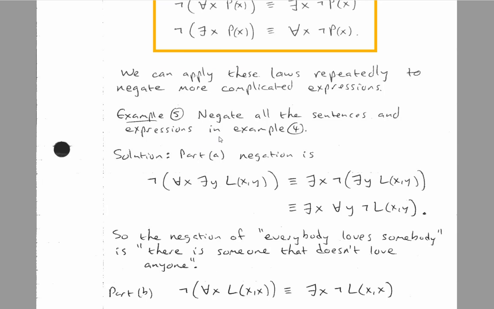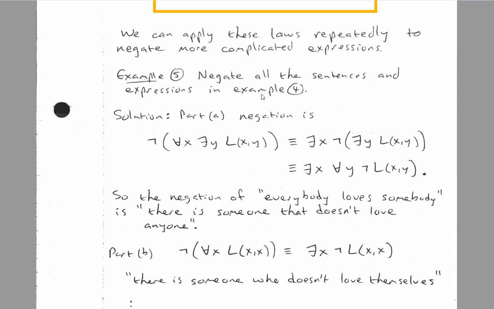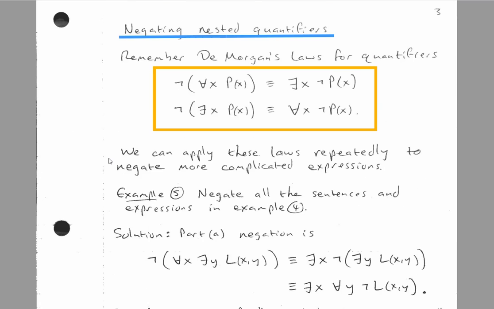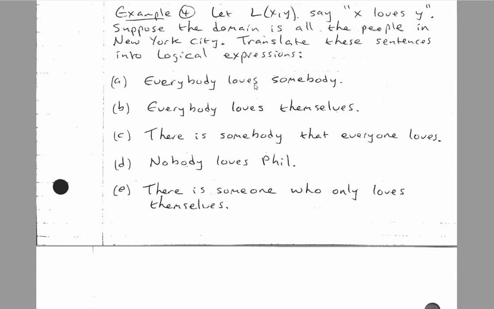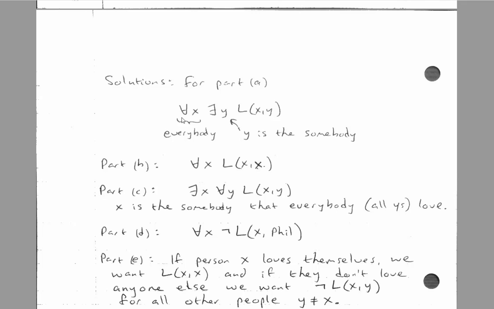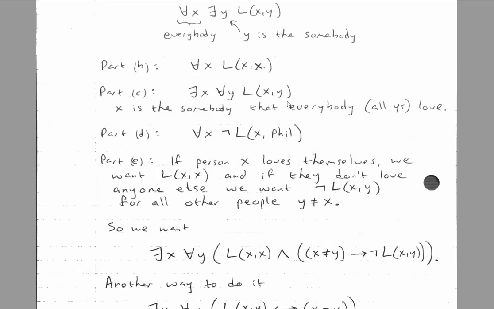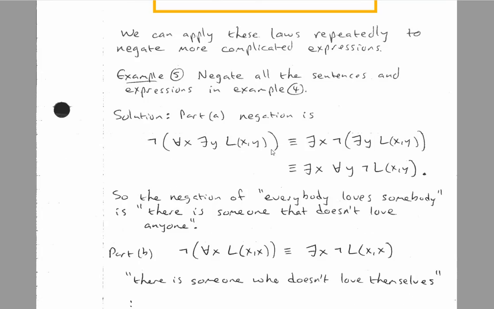Example 5. Let's revisit the last example and negate everything. So part A, everybody loves somebody. That was for all x there exists a y, so that Lx comma y. Okay, everybody loves somebody. And now we're negating that. So it's not the case that everybody loves somebody.